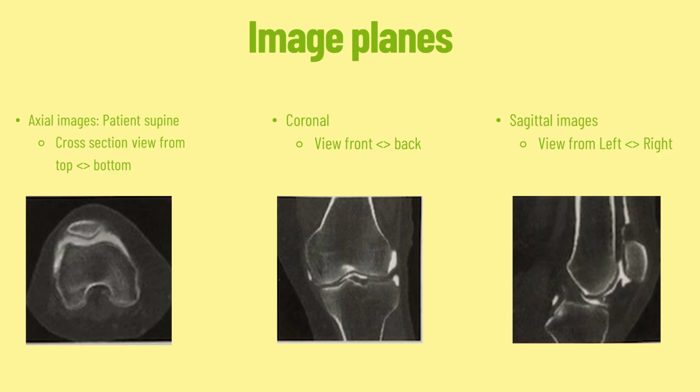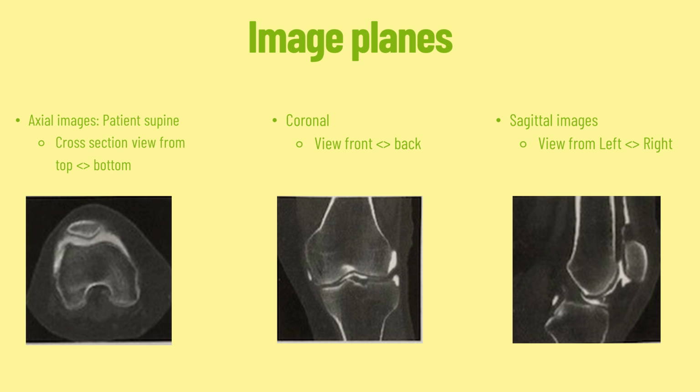Anytime we're viewing images, there are different planes that we are taking those images in. Images for CT scan can be taken in the axial plane, and the axial plane is going to cut the body in that transverse plane. So we're going to be viewing from top to bottom or bottom to top.